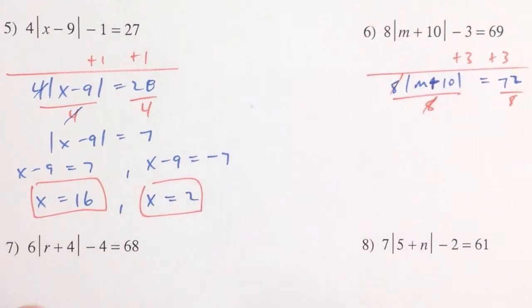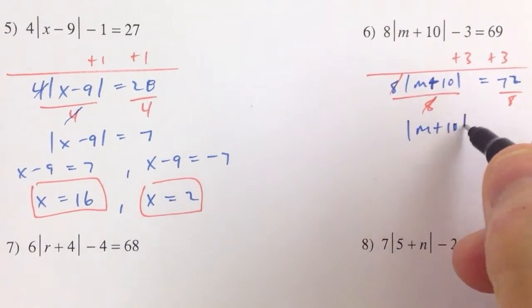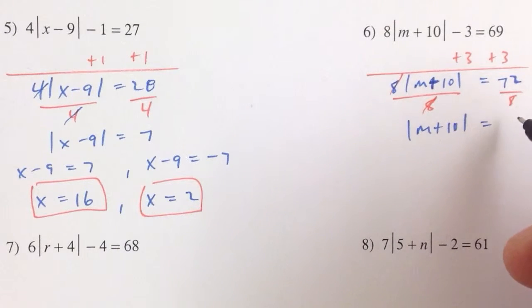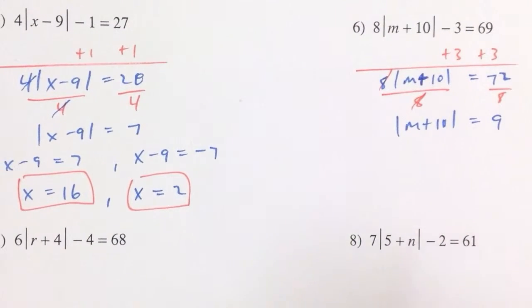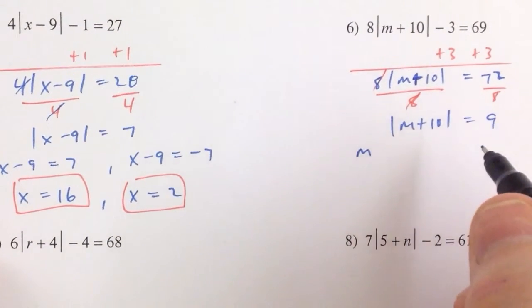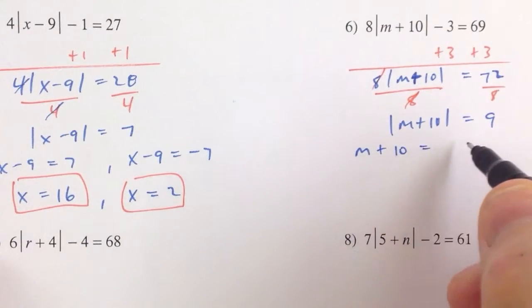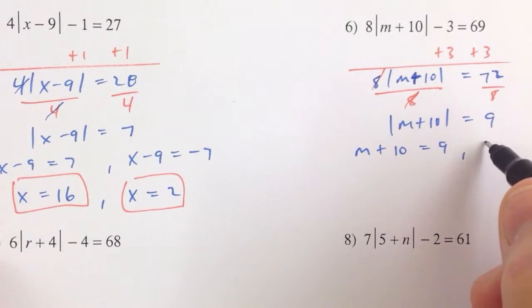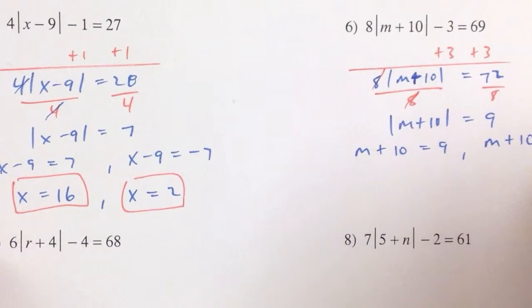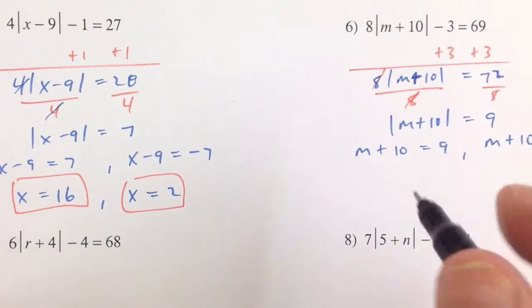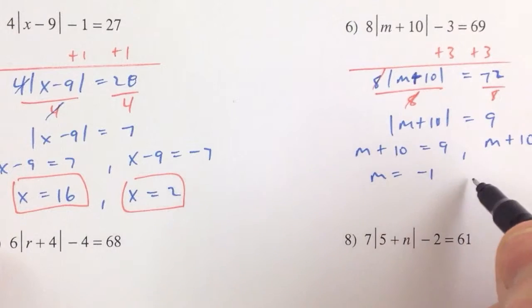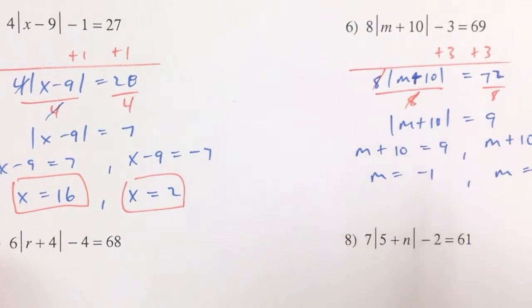And as you can see, hopefully you know your multiplication tables here. The absolute value of m plus 10 equals 72 divided by 8. 7 and 2 is 9, and 9 goes into 72 8 times, so 9 times 8 is 72, so 72 divided by 8 is 9. And then we get our two equations. Once we have our absolute value bars by themselves, we set what's inside the absolute value bars to the positive right side, +9, and then we set what's inside the absolute value bars to -9. And then subtracting 10 from both sides, we get m equals -1, and we get m equals -19.